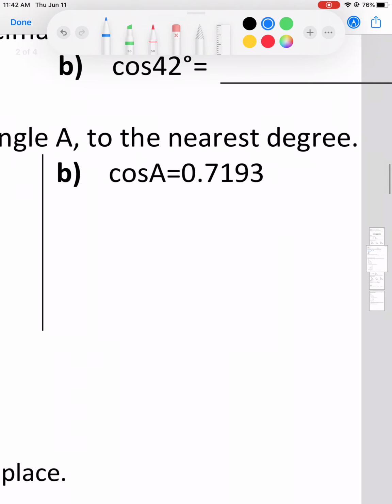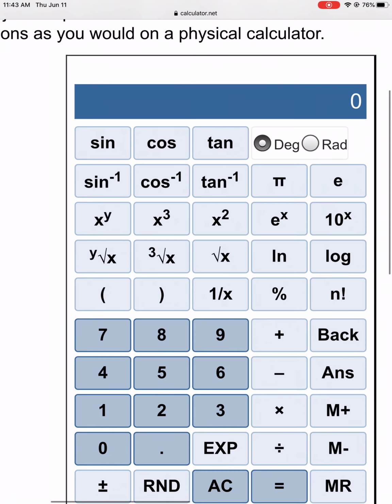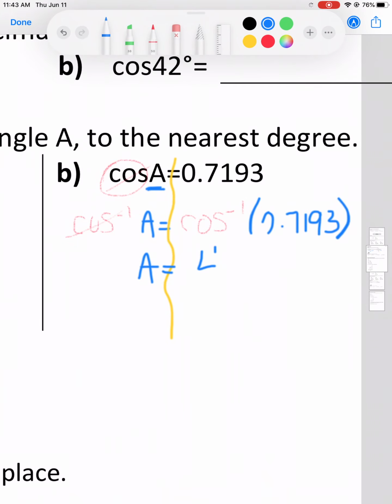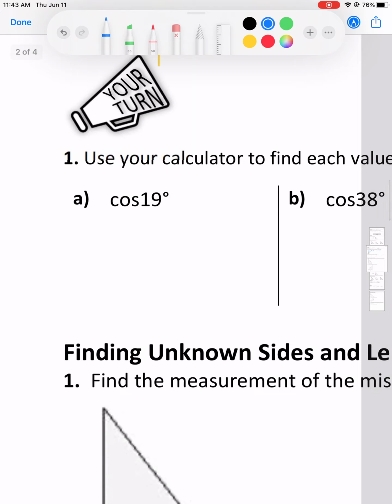So again, we want to solve for A, meaning we have to get that by itself. That means we have to get rid of this guy, which is cos to the minus 1. Okay, so left side, right side. Okay, clear it. So cos to the minus 1, 0.7193, so 44. Okay. So for these next ones, guys, I'm just going to throw in the answer. Please try it. If you are not getting these, you have to ask, okay?